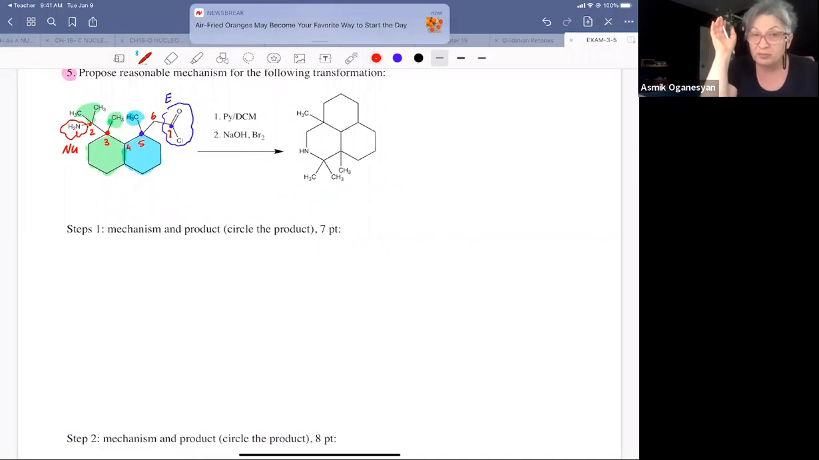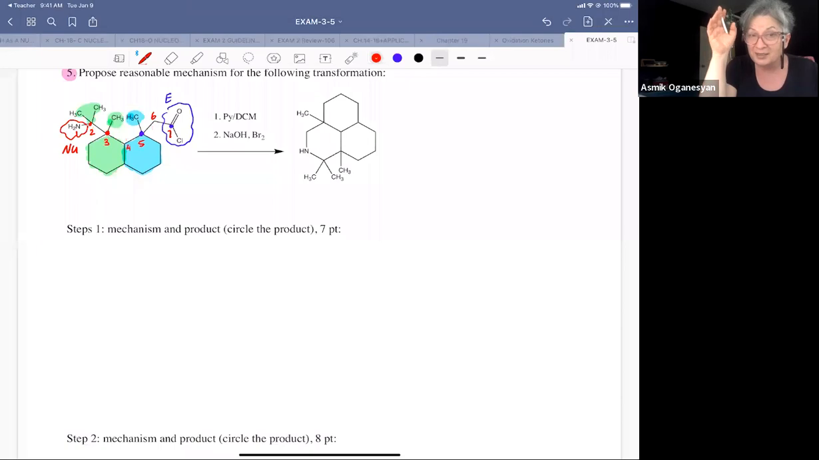When I look at my product, what I can see in the product is that I have 3 6-membered rings. So even if I form a 7-membered ring, somehow I would have to shrink it into a 6-membered ring. So what is that somehow coming from? When I look at my second step, I have sodium hydroxide, bromine. Let's add some water to it.